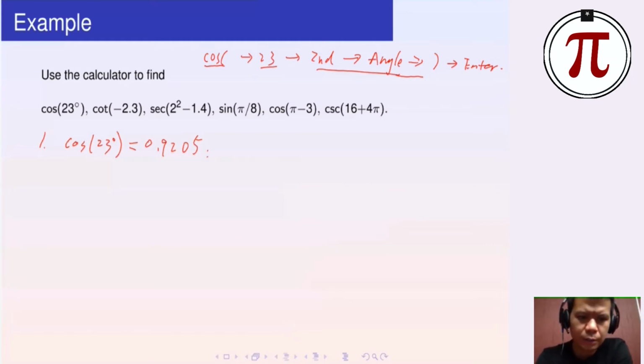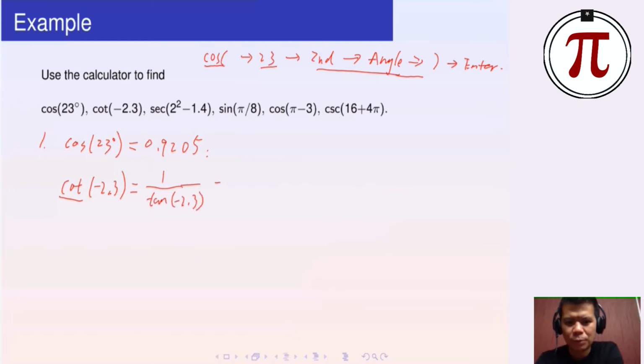Okay, for the second, cotangent of negative 2.3. Mustafa asked this question before the class started. How do we find this one? We do not have a cotangent function in the calculator, so what do we do? It is 1 over tangent of negative 2.3. So you can just use the calculator for 1 over tangent. I got 0.8935.